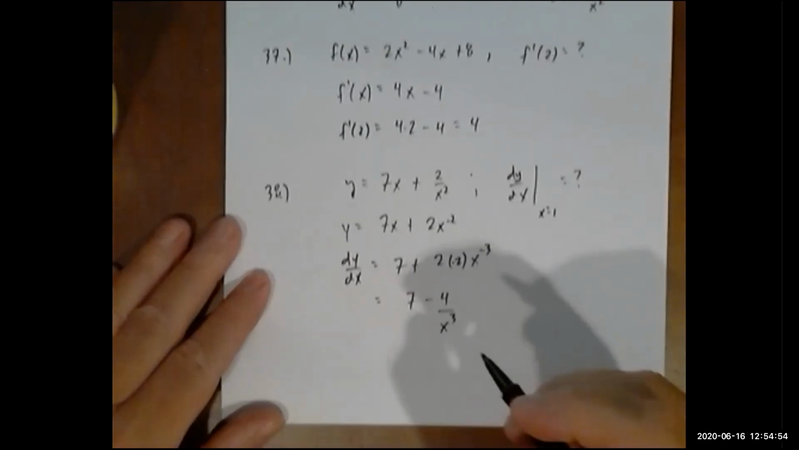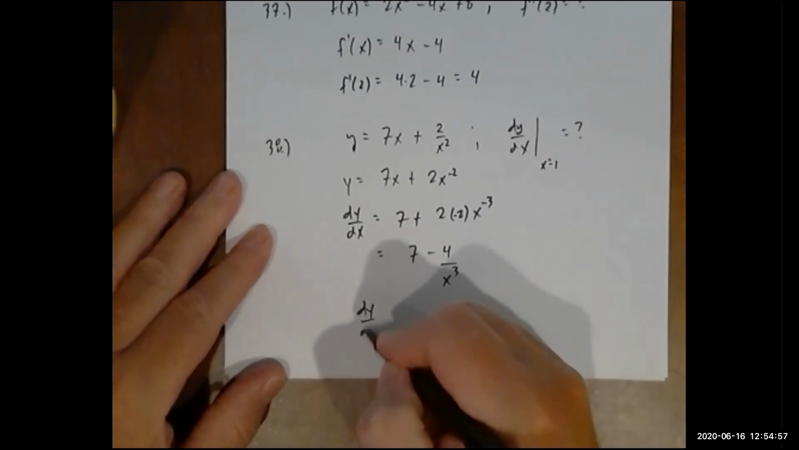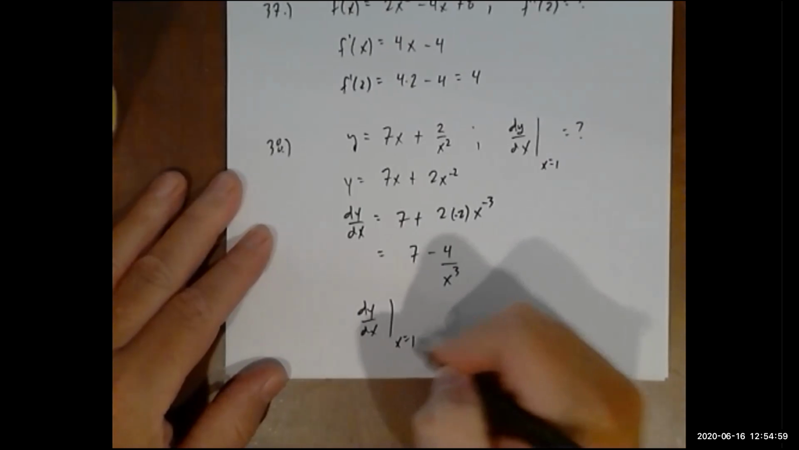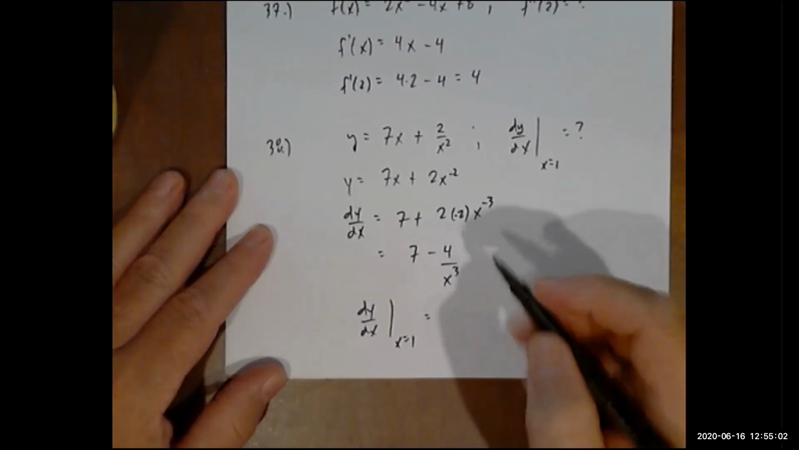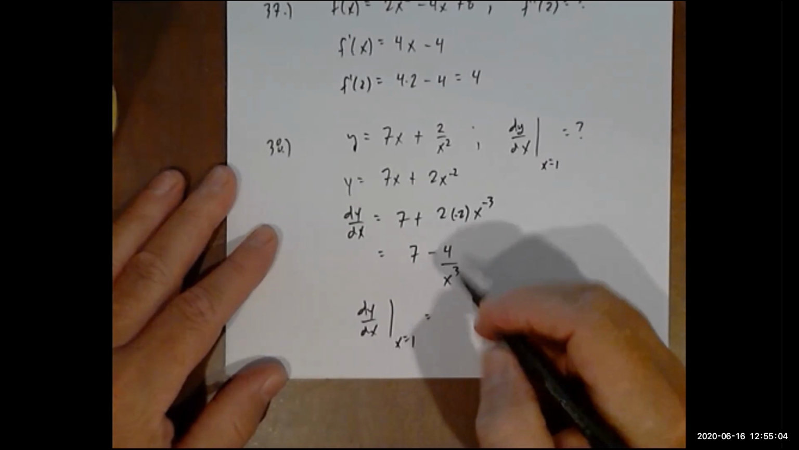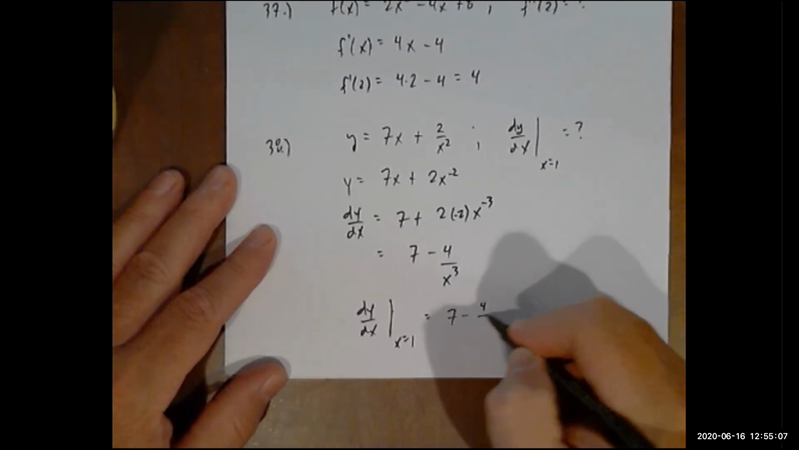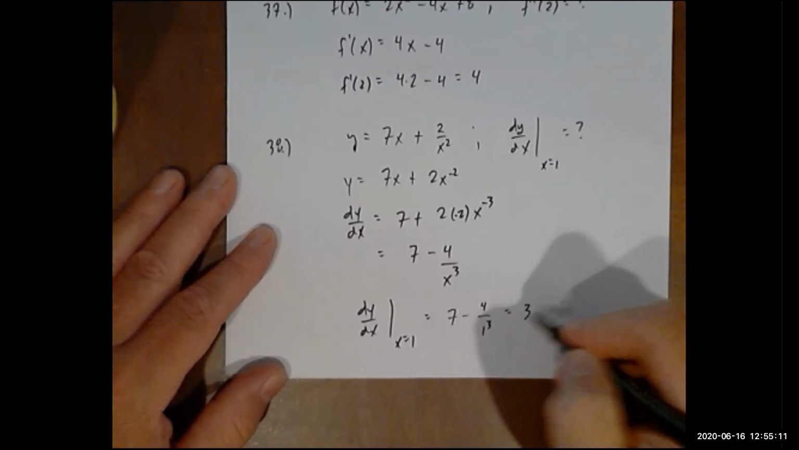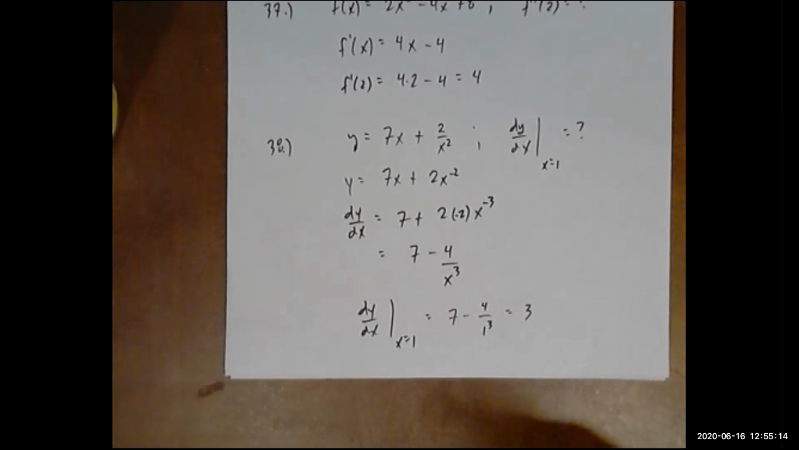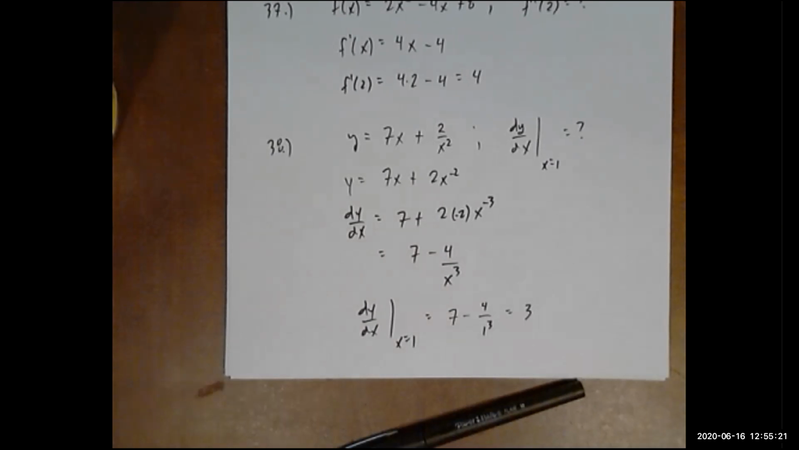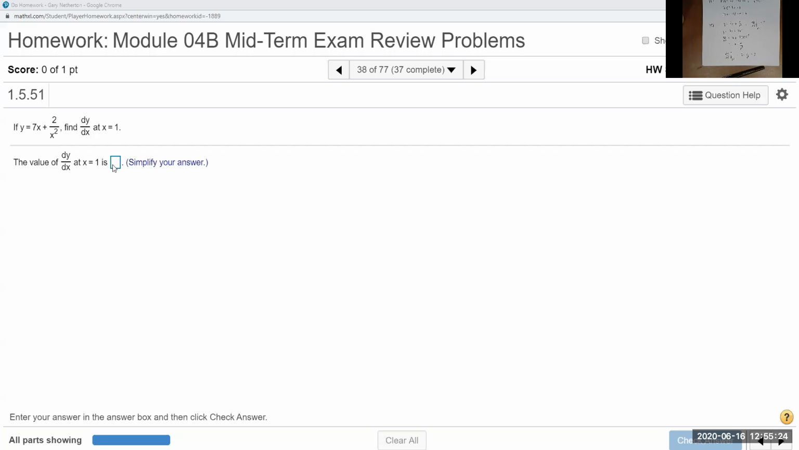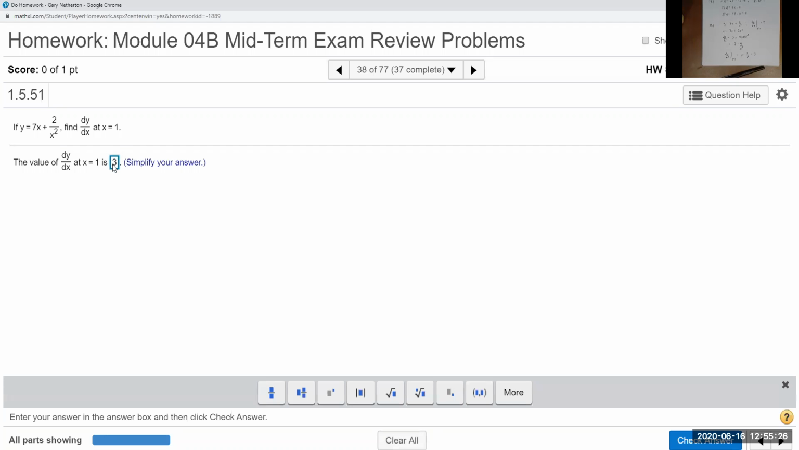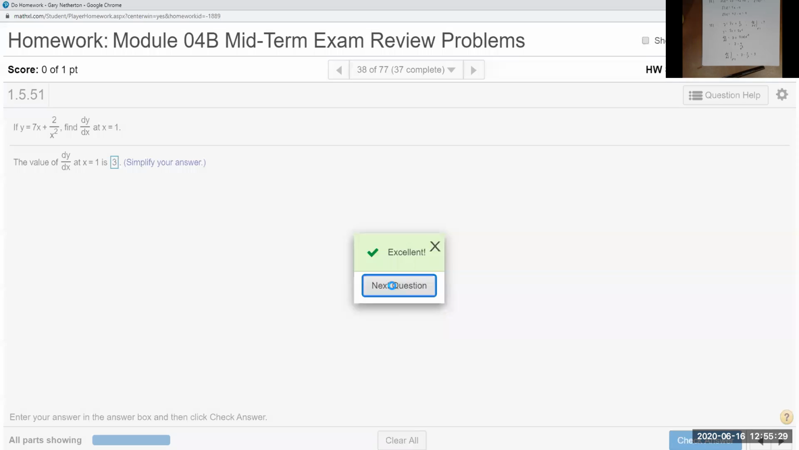Now, what I want to do is I want to take that first derivative and evaluate it when x is 1. So I take this first derivative and plug in 1 for x, which is 7 minus 4. Looks like the answer, if I didn't make any mistakes, is 3. All right, good.